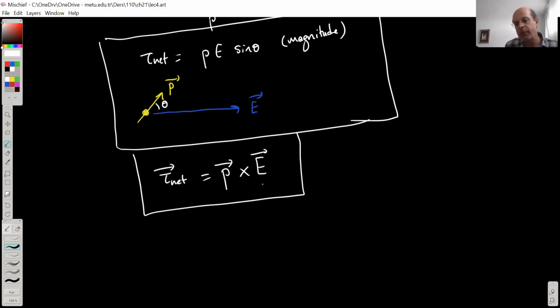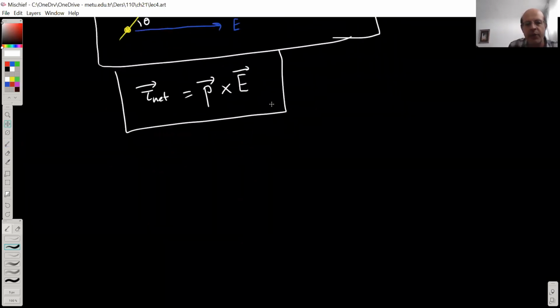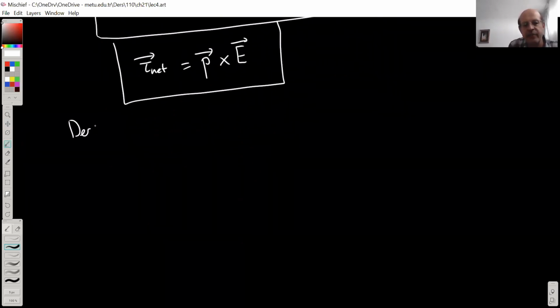If you remember this, then you can easily write down the magnitude, no problem with this. So this is a little bit more fundamental formula than this one. But let me derive this then. So that's the derivation of the vector product. So I'm just going to forget about this.